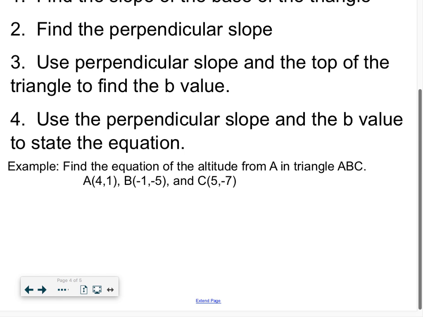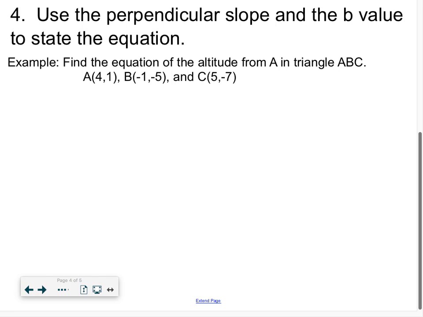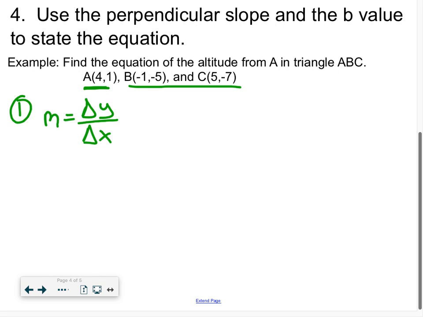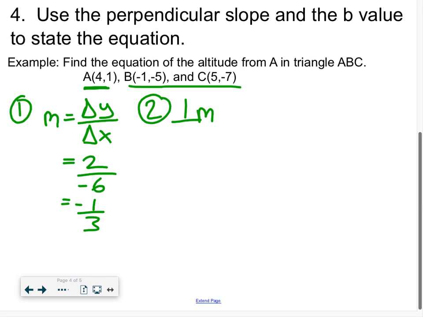All right, we need to make sure we read the questions. We're finding the altitude from A, so that means we're using A as the top of our triangle. We need to find the slope of BC. Slope is delta y over delta x. Negative 5 minus negative 7 is 2, and then negative 1 minus 5 is negative 6. So our slope here is negative 1 over 3. When we find our perpendicular slope, we flip the fraction and make it positive. We get 3 over 1, or just 3.